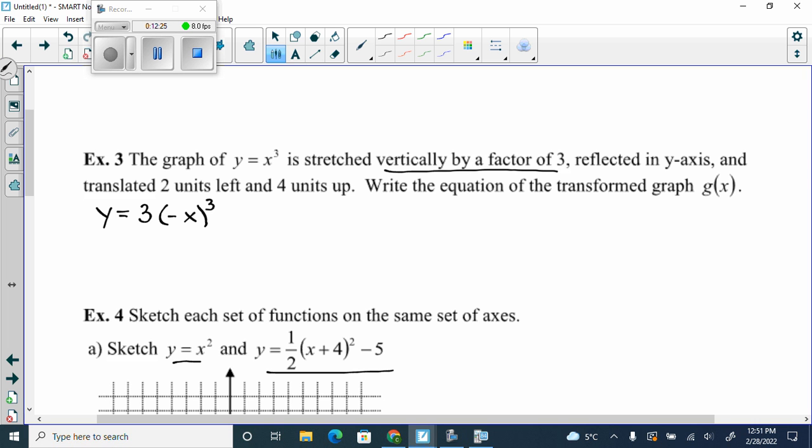Translated 2 left. So if I want to go left, I still need to have a positive 1 in front, right? So in order to have a positive 1, I need to have a bracket. So 2 left, so I'm going to go plus 2. And then 4 up, plus 4. So you could have also written it as y equals 3, negative x minus 2, plus 4. So you could take the negative and distribute it through.